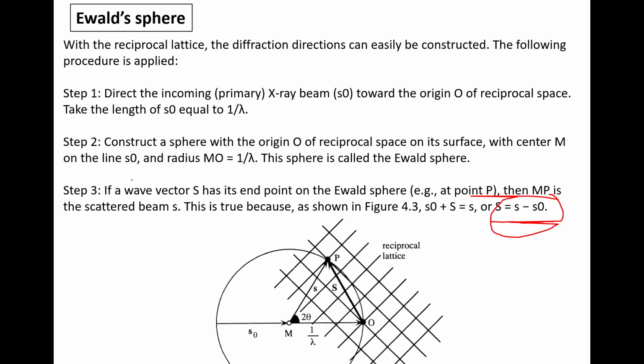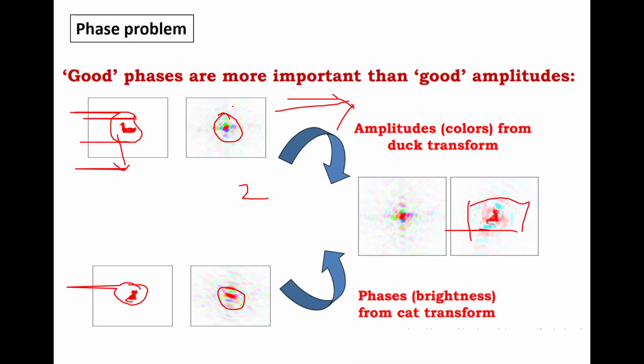So this wave vector S is present in the reciprocal lattice. This is how Ewald geometrically showed the conditions that the incident X-ray needs to satisfy so that you will get constructive interference. So this is all about the Ewald sphere.